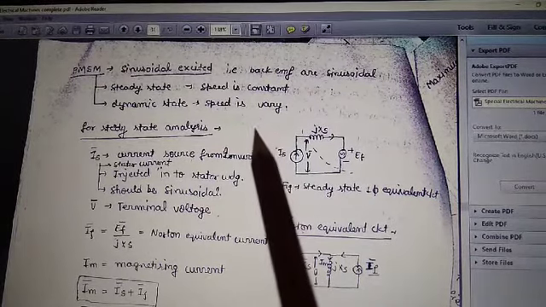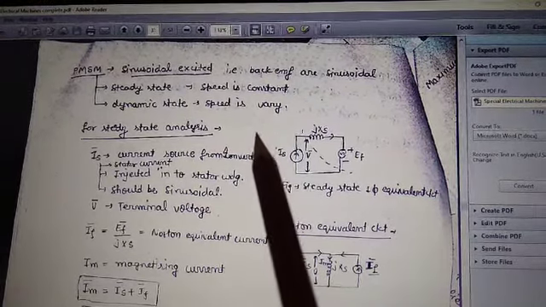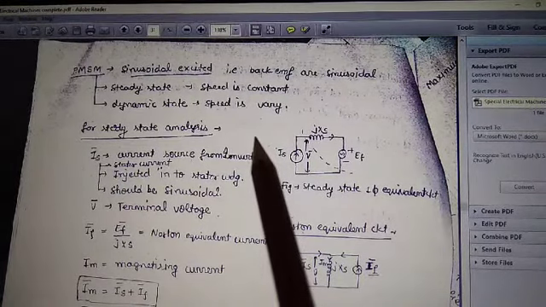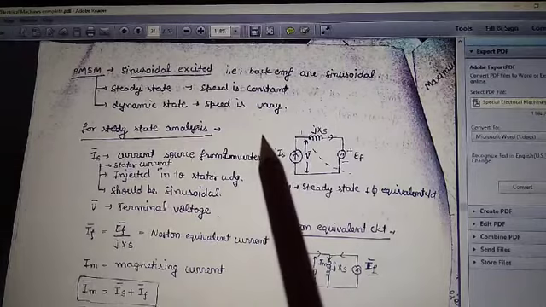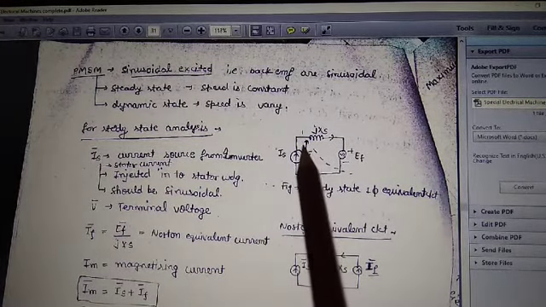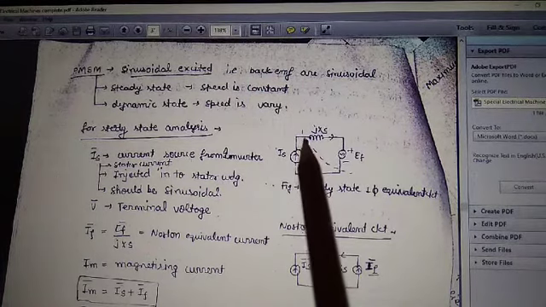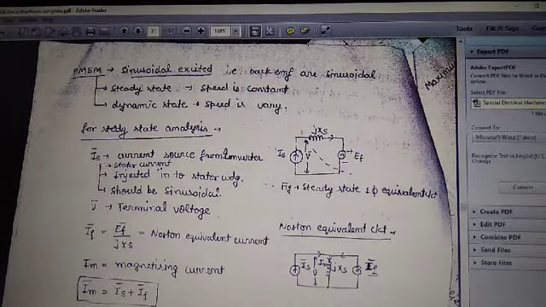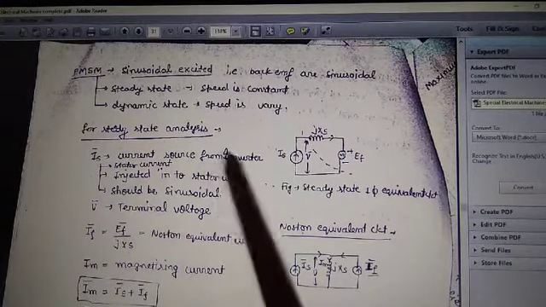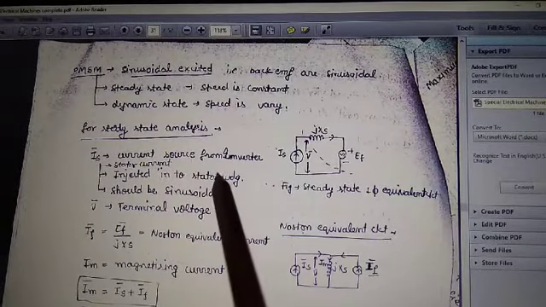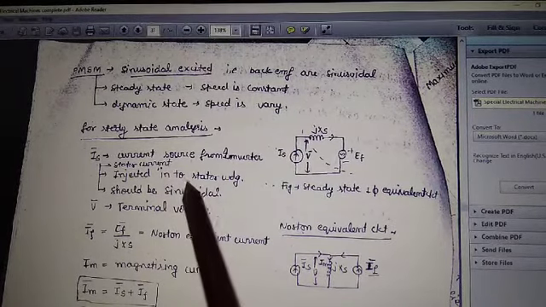The rotor part has a permanent magnet, and to the stator part we give a supply from the current source inverter, which is sinusoidally excited. That is, we give a current source to the stator winding, which generates a back EMF, which is also sinusoidal. So for the steady state analysis, IS is the current source from the inverter, that is, the stator current injected into the stator winding, and it should be sinusoidal.